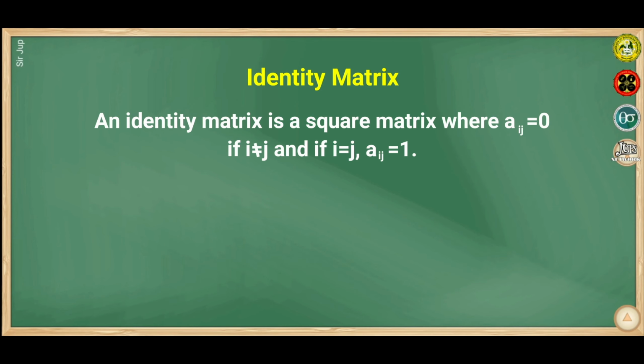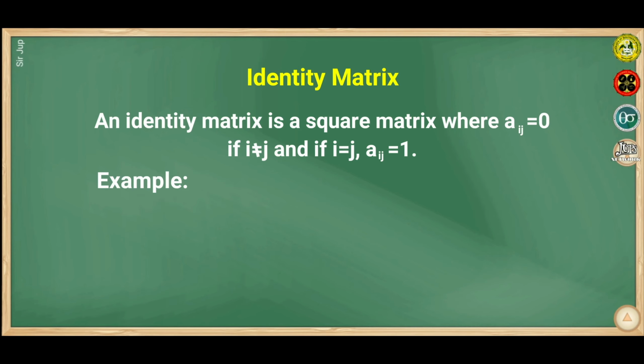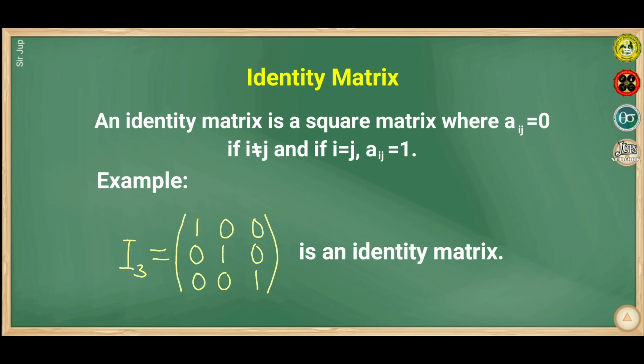An identity matrix, which is actually one of the most popular matrix, is a square matrix where A sub ij equals 0 for i not equal to j, and if i is equal to j, A sub ij equals 1. Or the diagonal entries are equal to 1 and the non-diagonal entries are equal to 0. For example, the matrix I3, which is equal to 1, 0, 0; 0, 1, 0; 0, 0, 1 is a 3 by 3 identity matrix.